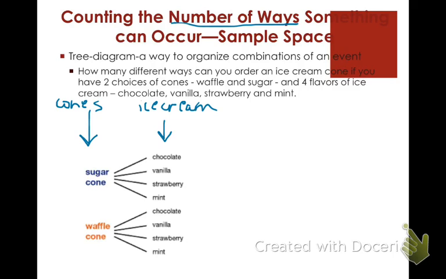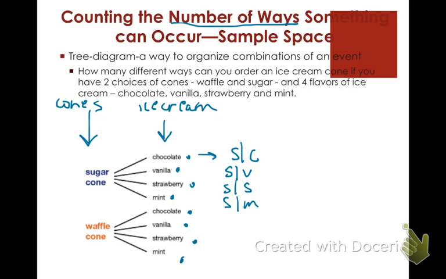So off of our sugar cone we do a branch for chocolate and one for vanilla and strawberry and mint. And then off of our waffle cone we have those same choices: chocolate, vanilla, strawberry, and mint. So what this first one represents is a sugar cone with chocolate. This one is a sugar cone with vanilla. This is a sugar cone with strawberry, sugar cone with mint.